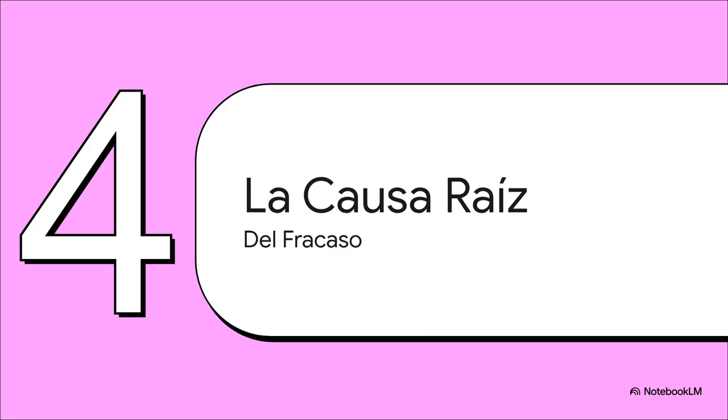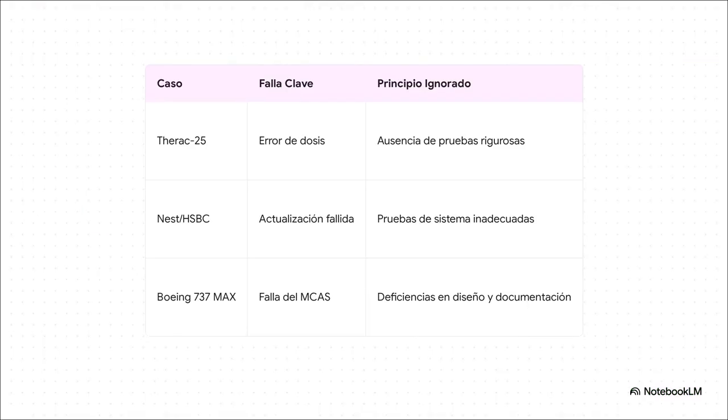So when you connect the dots, what's the big takeaway here? What's the pattern that links a radiation machine from the 80s to one of the most advanced airplanes in the world? This chart really says it all. This isn't about bad luck. In every single one of these cases, a fundamental quality principle was ignored. With Therac-25, it was a total lack of rigorous testing. For Nest and HSBC, it was inadequate testing on system updates. And for Boeing, it was huge deficiencies in the design and documentation. They're all just different flavors of the same basic mistake, not following the rules.